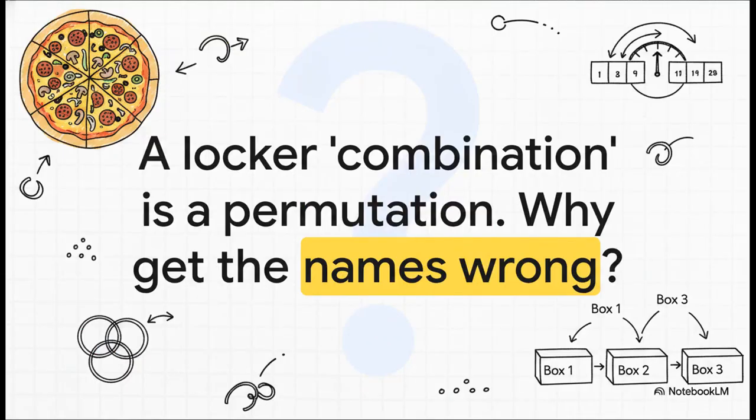And I'll leave you with one last kind of funny thought to chew on. We just agreed pizza toppings are a combination. But what about a locker combination? To open a locker, the order of the numbers is everything, which means it's really a permutation. So why on earth do we all call it the wrong thing? Kind of weird, right? Something to think about.